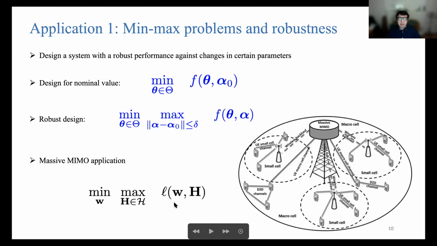This is one example of, for example, minimizing the cost, but we don't know exactly the channel value or the exact position of people. They may move in 1 second, 2 seconds, but you want to have a transmission strategy that works well against a certain set of channel values.